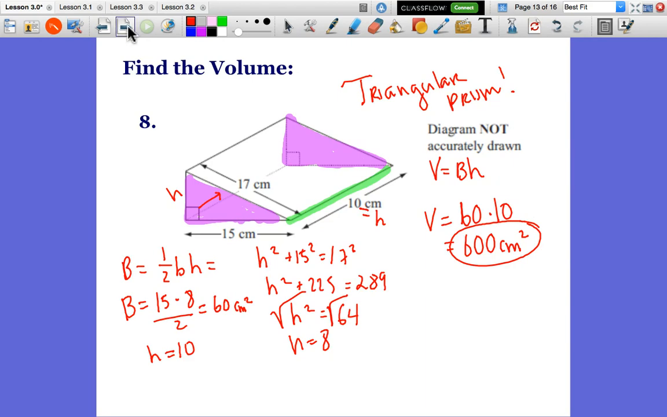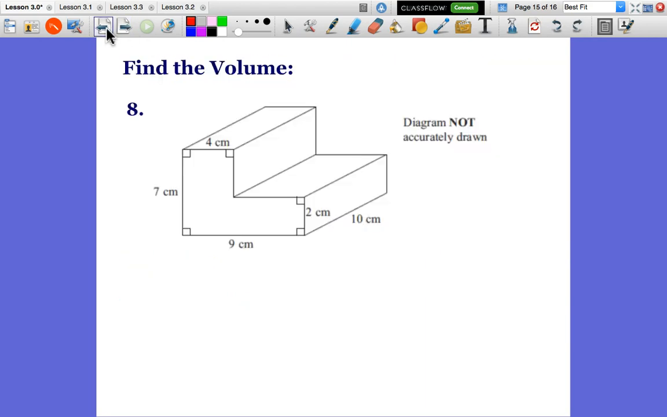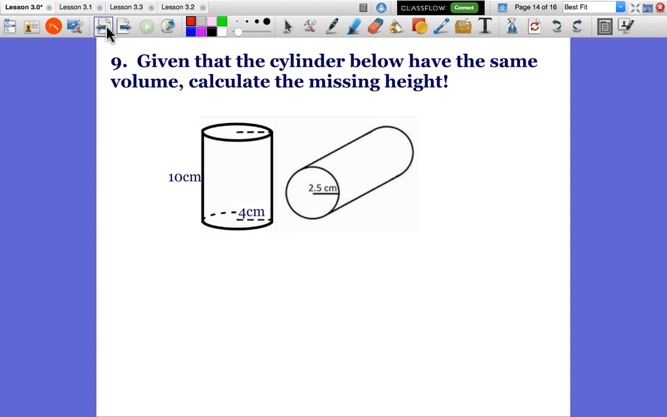All right. Oh, I'm like all off. We've got 2 more. This is 9, and then we've got 10, I believe. So for this one, it's a little bit more of an application here. Given that the cylinders below have the same volume, calculate the missing height, right?